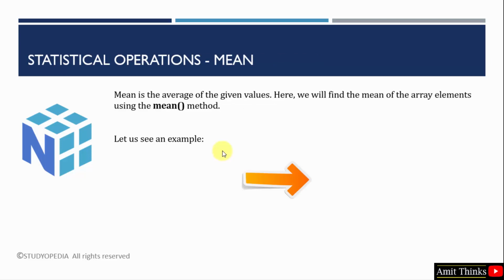So mean is the average of the given values. If you have 5 elements, the mean would be the average of those 5 elements. Okay, so in this case, these elements are array elements, and we'll be using the mean method to perform the mean statistical operation on a NumPy array. Let's see.